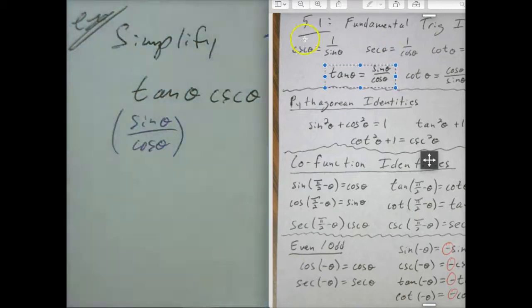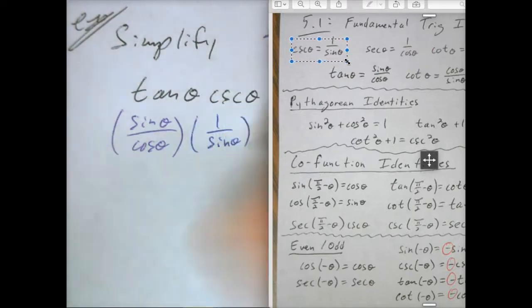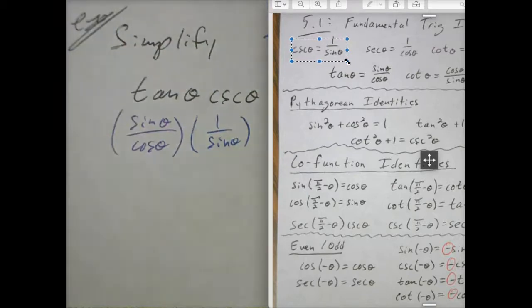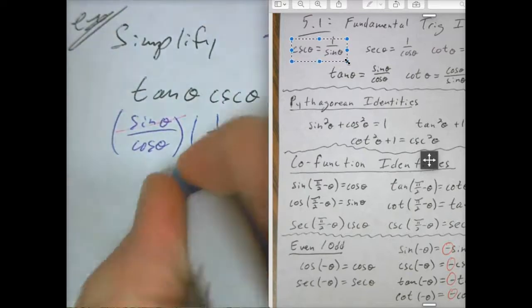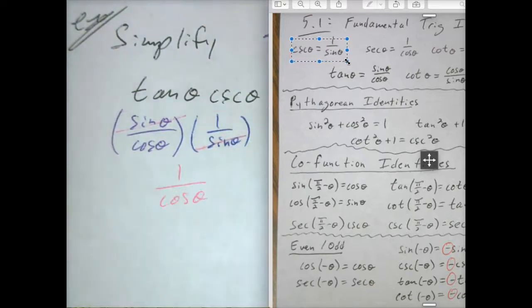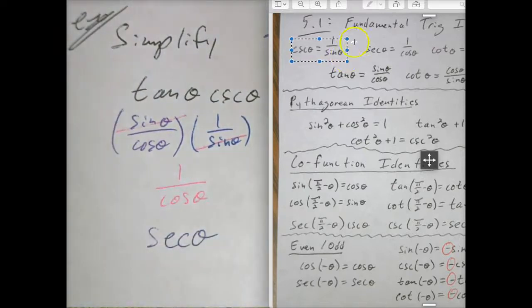Cosecant is 1 over sine, so times 1 over sine. Then, mathematically, sine divided by sine makes 1, so I'm left with 1 over cosine theta. 1 over cosine is secant theta by that identity right there. Cool, that's all there is to it. It's just going to be a lot of that, a lot of substitution and simplifying.